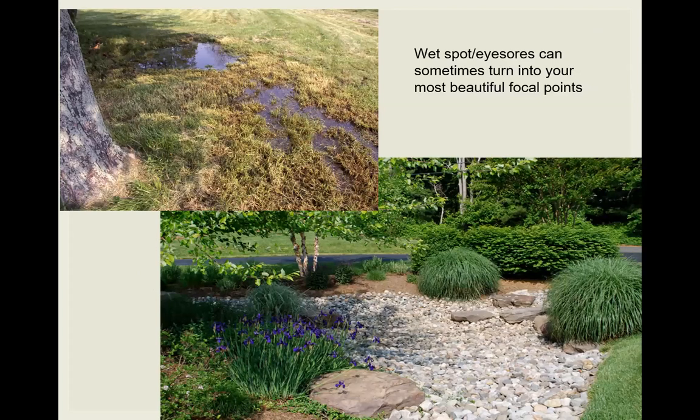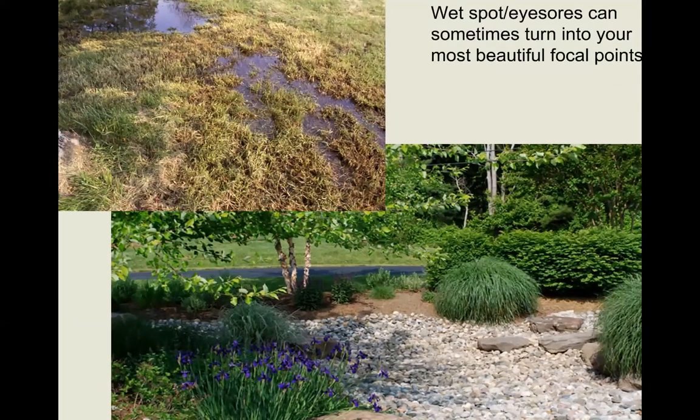Sometimes you can use your site analysis to do some really wonderful things. If you have a wet spot or a seep on your property, you can sometimes turn those into beautiful focal points in your landscape. The picture at the lower left is of an area that was a swampy, wet area all the time, and they excavated a little bit more, made it into a rain garden, and ended up with a beautiful, beautiful asset.